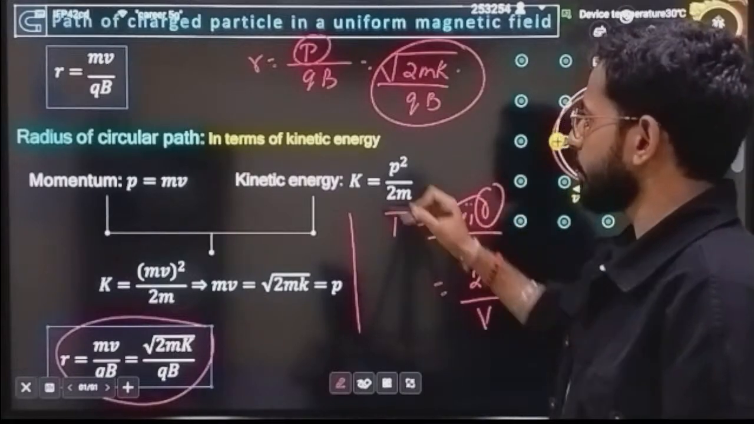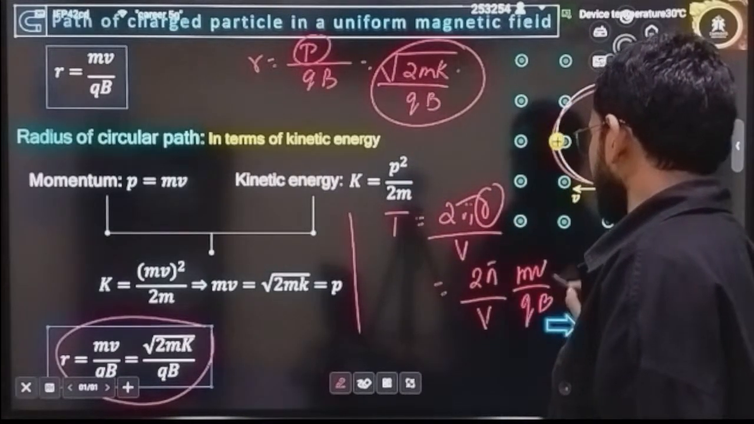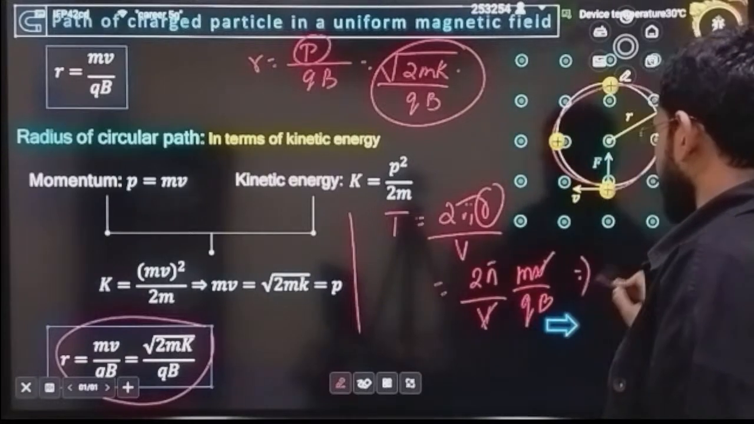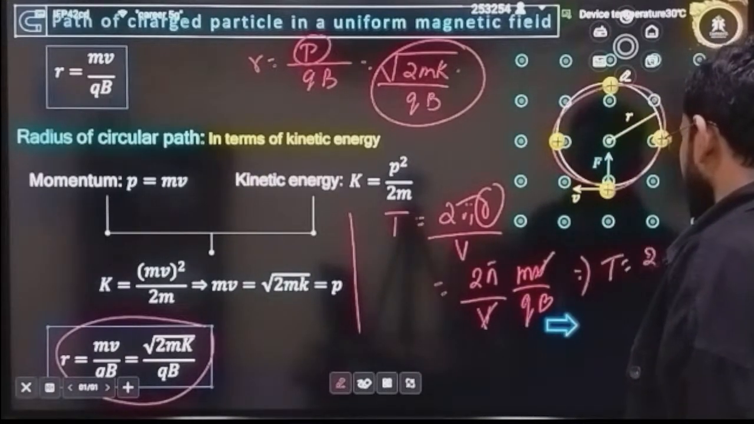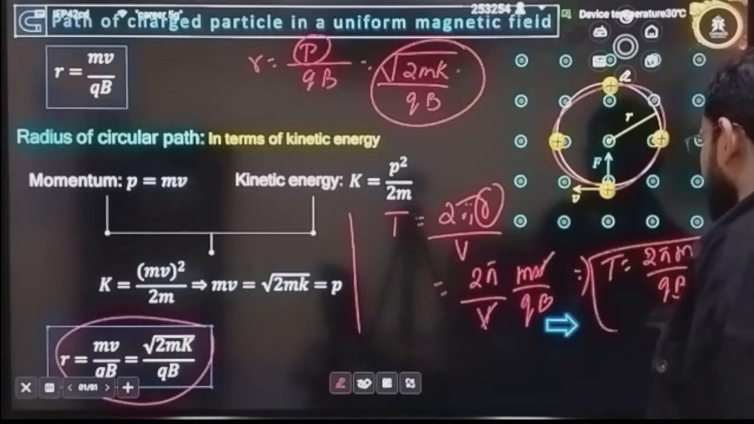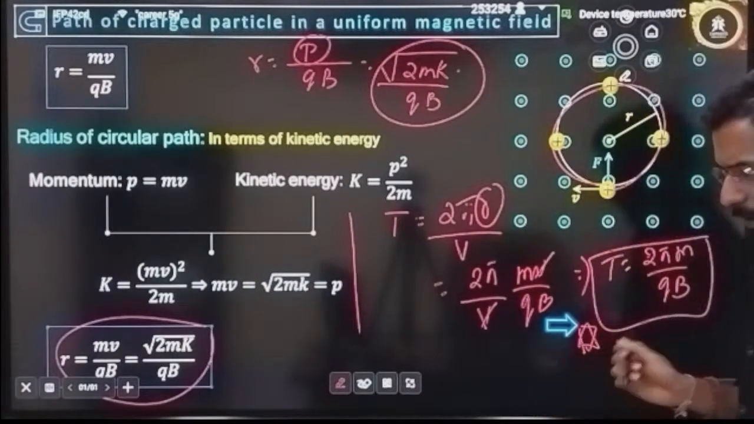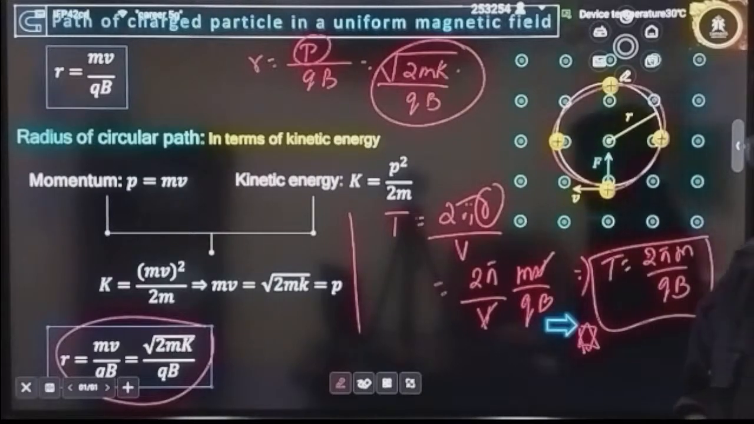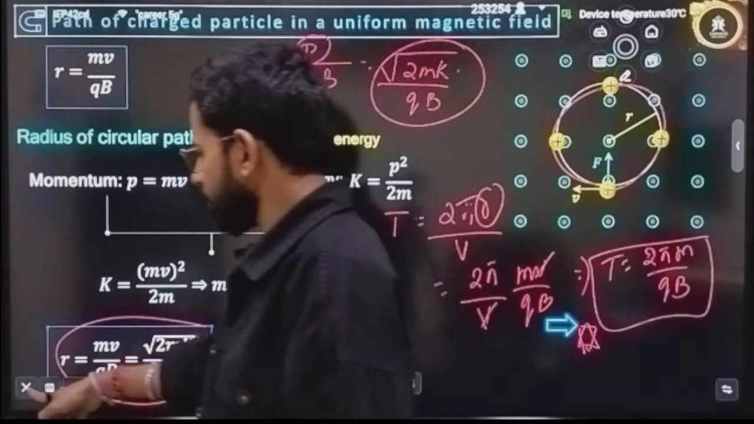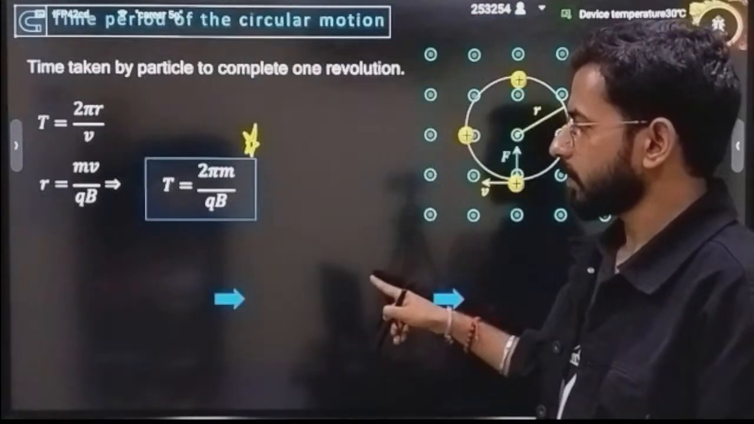What is the radius that you have? 2 pi r, where R is equal to mv divided by qB. Velocity cancels. From here you get a formula for the time period, which is equal to 2 pi m divided by qB. Time period is equal to 2 pi m divided by qB. This is one more very important formula that you have to remember. Clear? These are some basic things that you can derive from here.